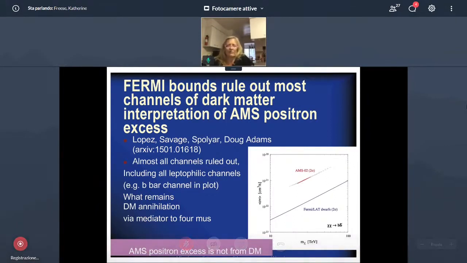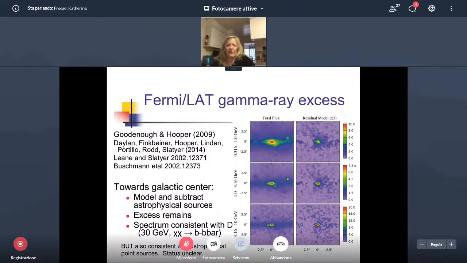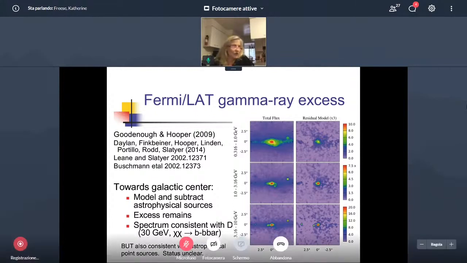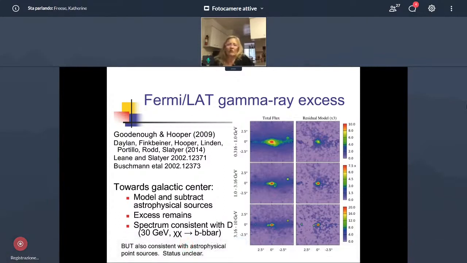Next slide, please. Then the thing that's still remaining is a gamma ray excess towards the galactic center. So after they subtracted off backgrounds, there is still at the galactic center an excess of gamma rays, which may or may not be due to dark matter. Very, very hard to tell because there's a lot going on at the galactic center. For example, it could easily be pulsars.